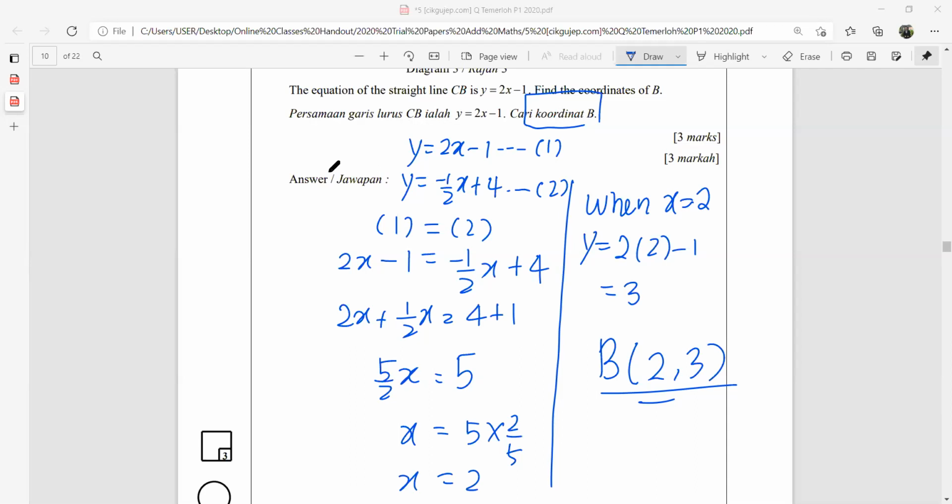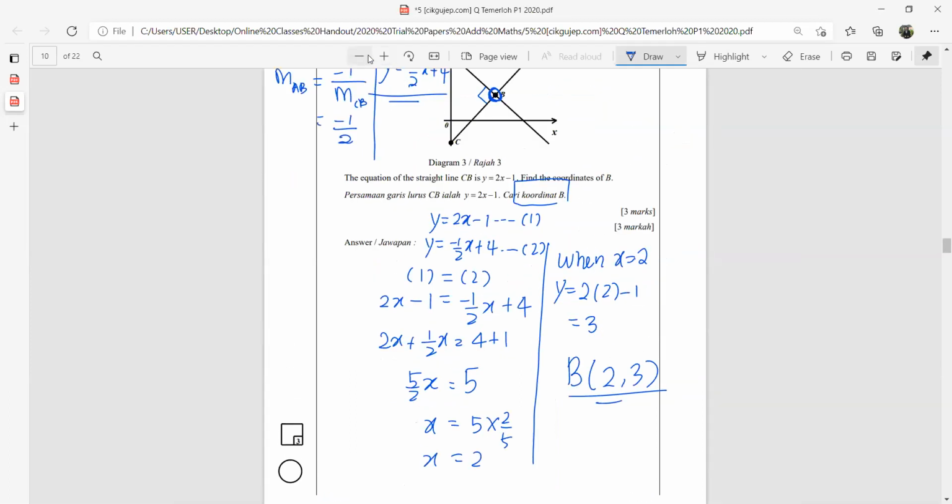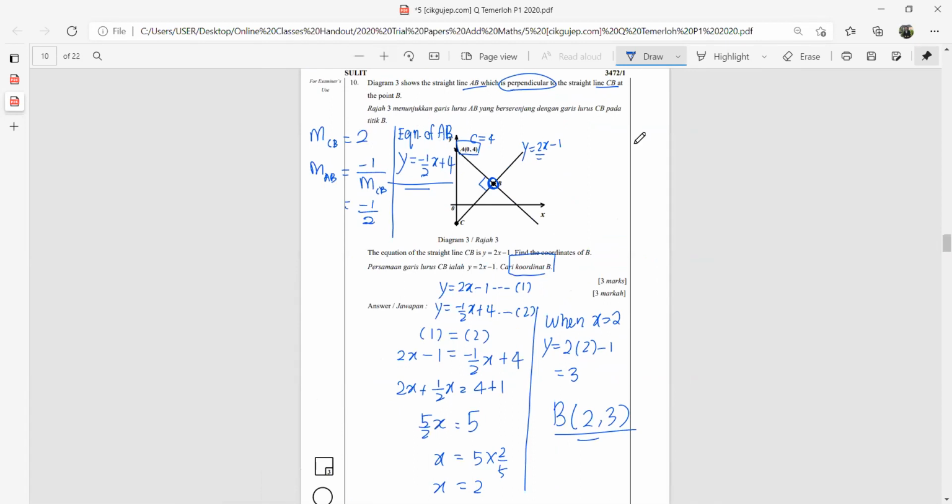Okay, what is the mistake? Can you see my working? If you want to screenshot or whatever, just do it, easier. Okay, next question.